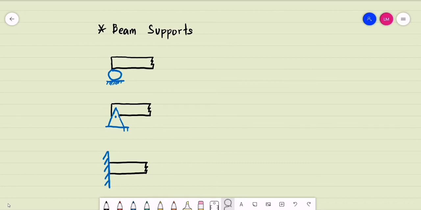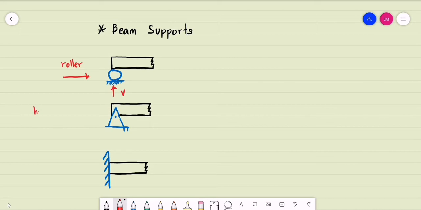Good day. So before we discuss the shear and moment in beams, let us discuss the different types of beam supports. So let's have the first one. This is a roller. For a roller, we'll be having one reaction. Let's say for this case, we have a vertical reaction.